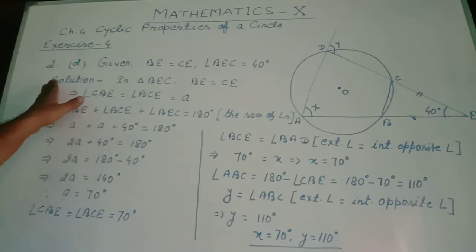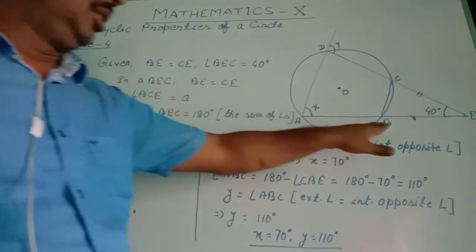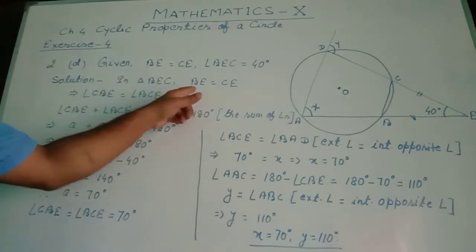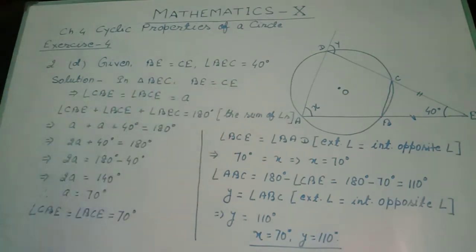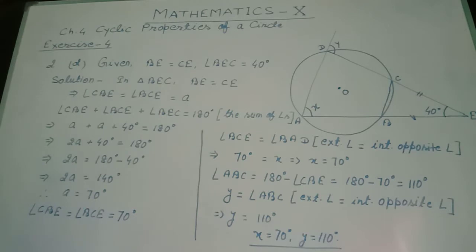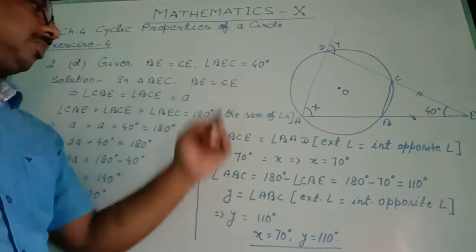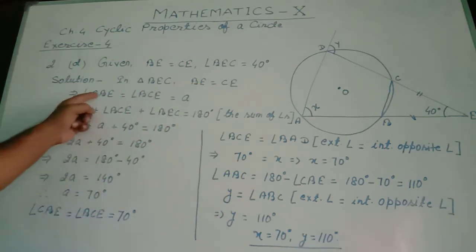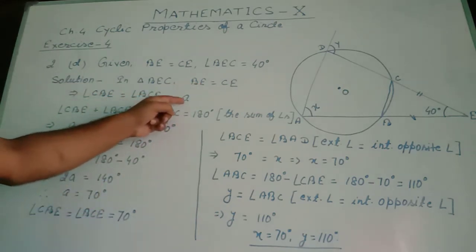Solution. First I came in triangle BCE, in which BE equal to CE. This implies that if these two sides are equal, then from the isosceles property these two angles, CBE equal to BCE, because the opposite angles of equal sides are equal. So angle CBE equal to angle BCE, that I considered A.